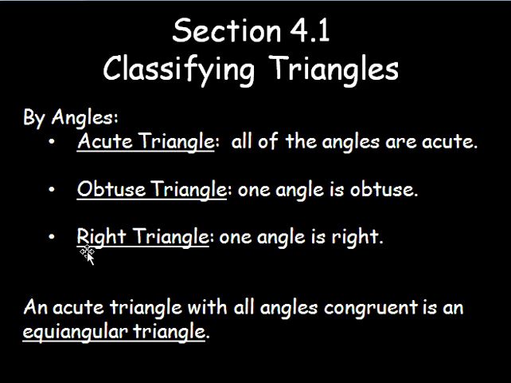Same thing for right triangle. One angle in the triangle is right, and there can only be one right angle in a triangle. Down here it talks about an acute triangle with all angles congruent is an equiangular triangle. So if all the angles in a triangle are congruent, they are equiangular, and we'll also learn that they are all 60 degrees.